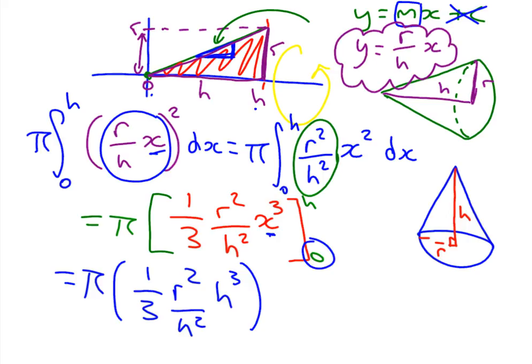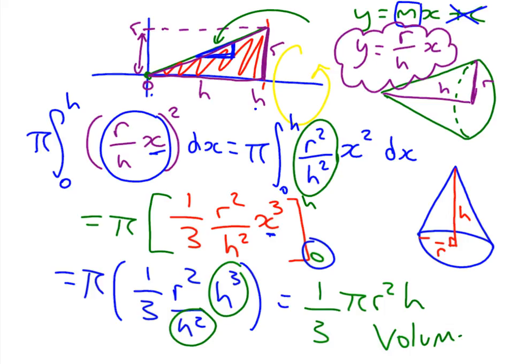Okay, so all we need to do now is simplify. We've got h cubed over h squared, which is just going to leave you with h, and hence you've got a third pi r squared times h as your volume. Okay, you might recognize that as the formula for the volume of a cone. How cool is that? Right, next one we're going to look at is a sphere.